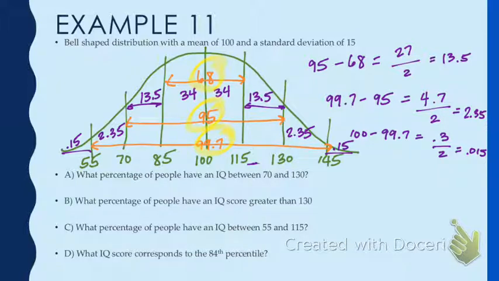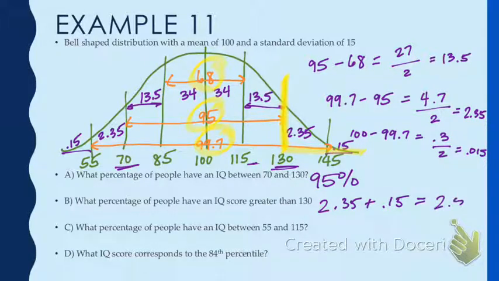It says, what is the percentage between 70 and 130? That's going out 2 standard deviations, so that's 95%. The next one says greater than 130. If 130 is here, what percentage is greater than that? 2.35 plus 0.15, which is 2.5%.